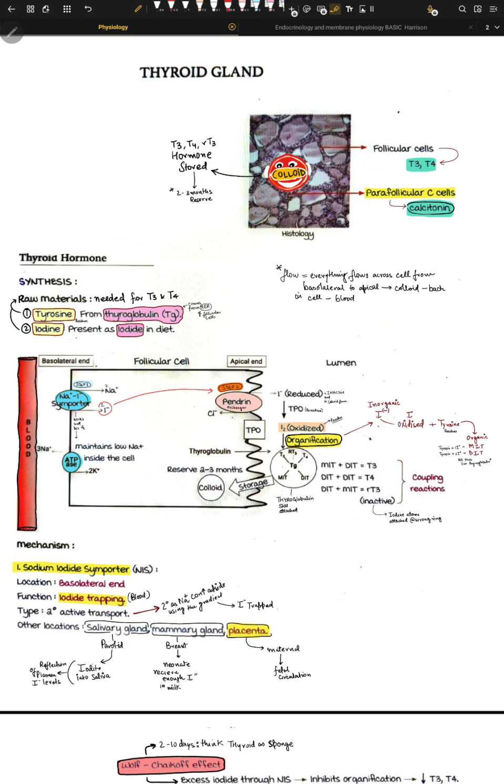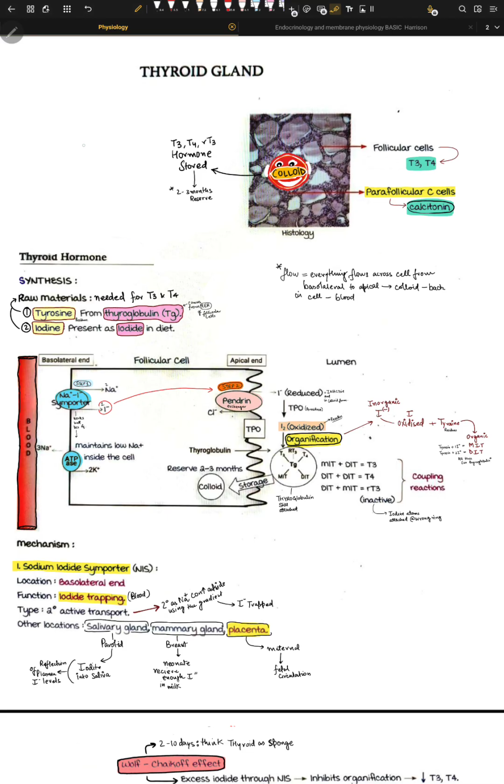Now why do you need to store T3 and T4 with thyroglobulin? We need to store it so that T3 and T4 are not in active form, because as soon as they get free from TG, that is thyroglobulin, they will start to react with other things. So we want to keep them safe, like in a fridge, in an environment where they do not react with their neighboring things.